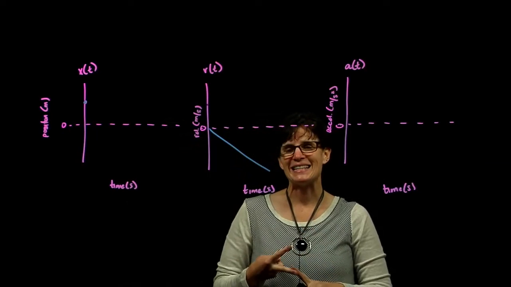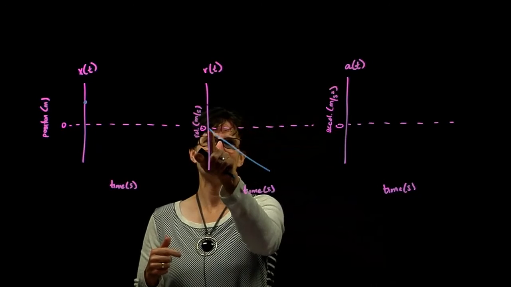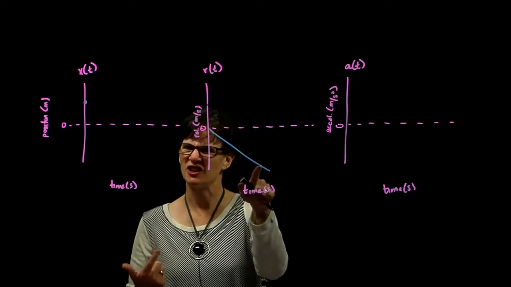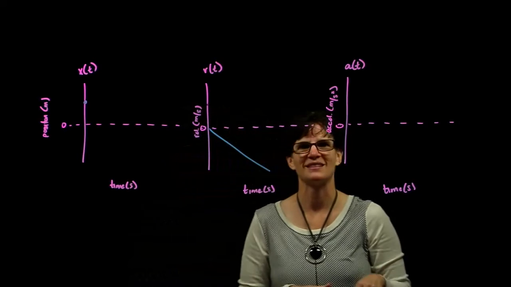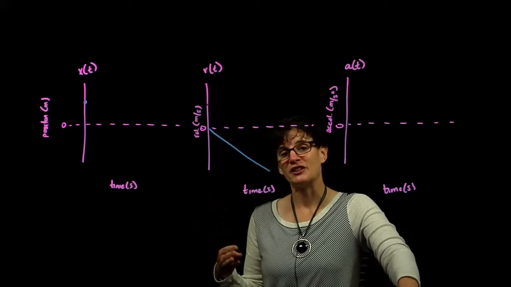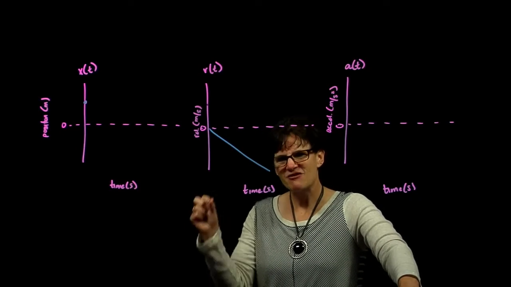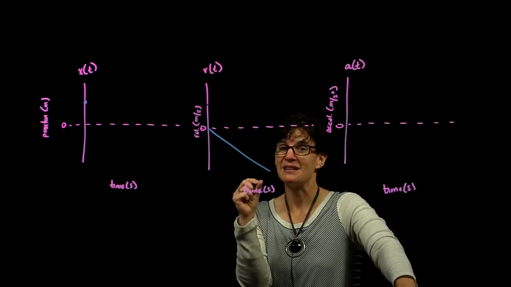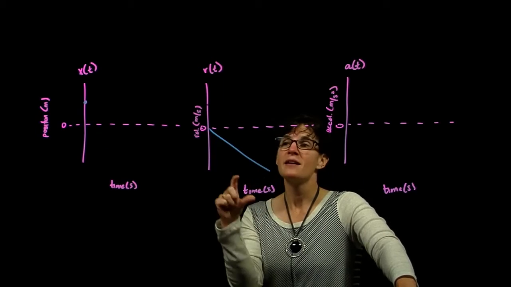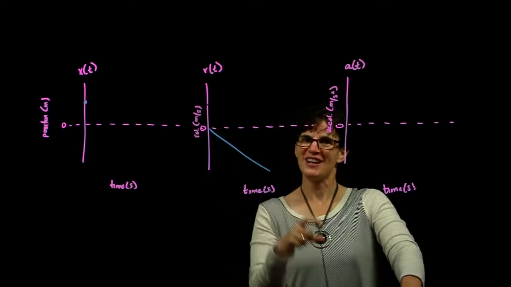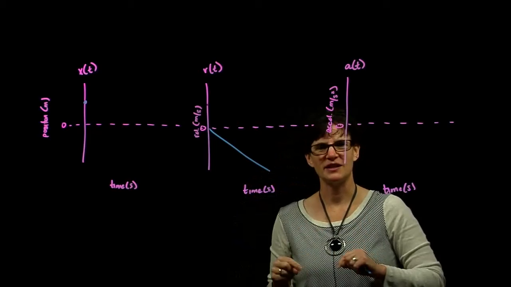The second is that my velocity is getting bigger and bigger. My negative value is getting larger and larger as I move to the left. Okay, so if my velocity is getting bigger and bigger, then for every same increment of time, my position is going to change more. So if I'm getting faster and faster, I'm going to get a bigger and bigger change in my position for that same amount of time.